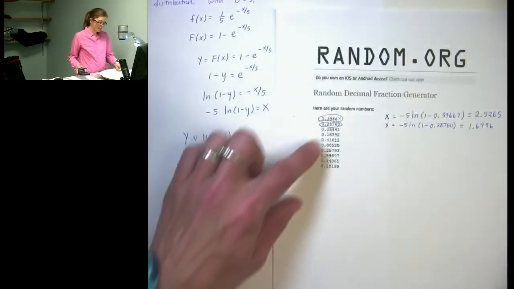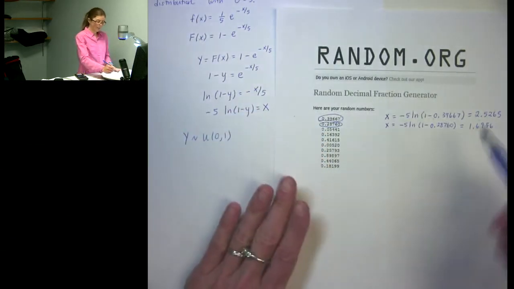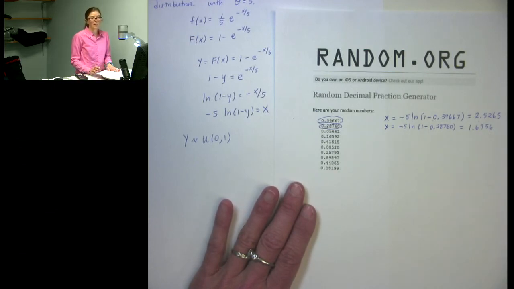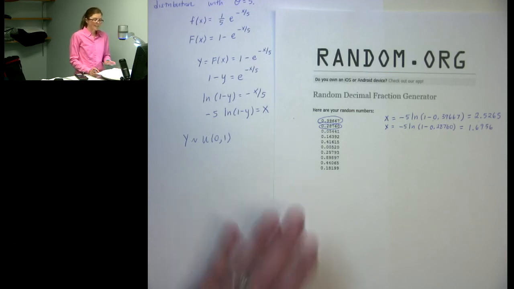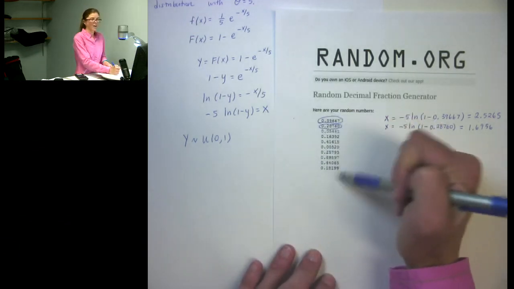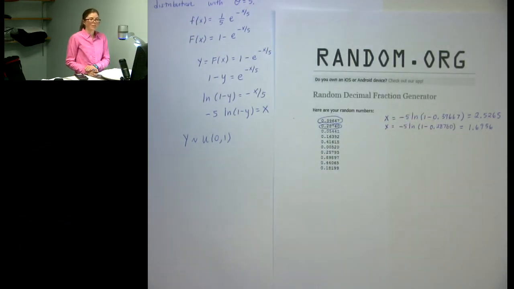And I could continue to do this for each of the other values, and it would end up giving me a group of 10 observations that I simulated that would be coming from a distribution that's exponential with theta equal to 5. As I say, there are a number of ways you could come up with these values. I did use random.org because it's something that I know anybody could do, and I am going to go in for just a minute and show you how to do that.